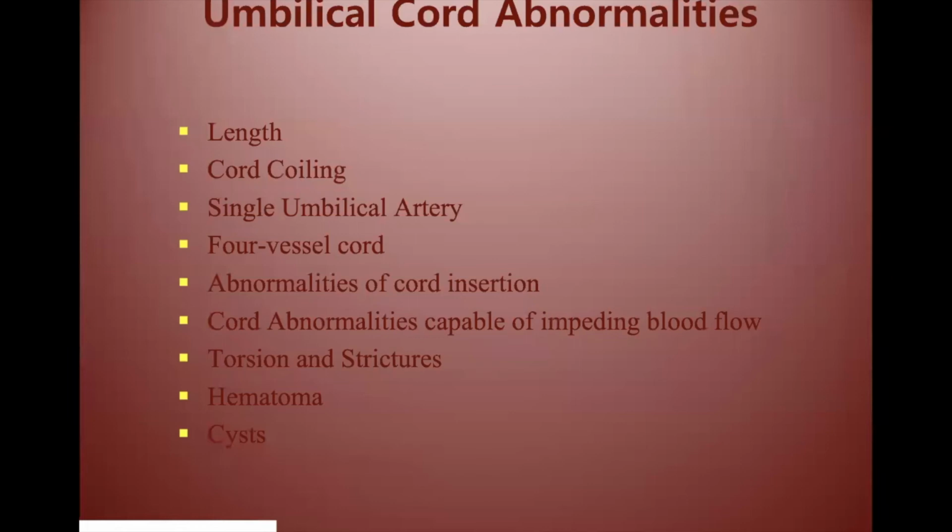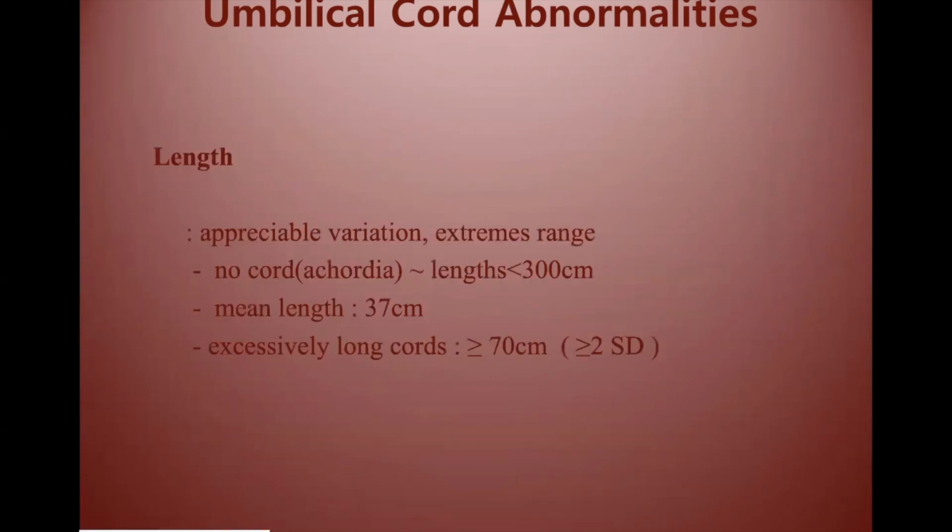Umbilical cord abnormalities can be in the length of the cord, in the cord coiling. We can have single umbilical artery, three vessel cord, abnormalities of cord insertion, cord abnormalities capable of impeding blood flow, torsion and strictures, hematomas, and cysts. So most umbilical cords are 40 to 70 centimeters long, and very few measure less than 32 centimeters, or very few measure more than 100 centimeters.